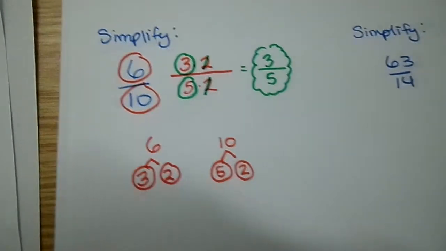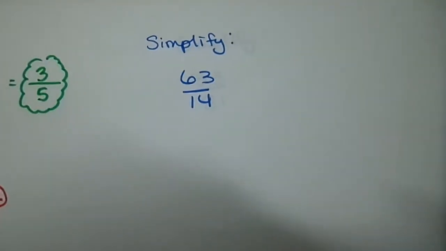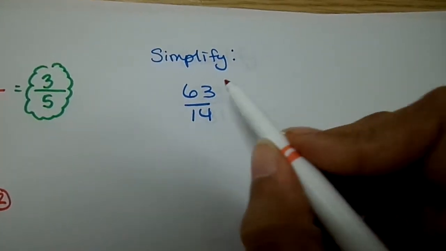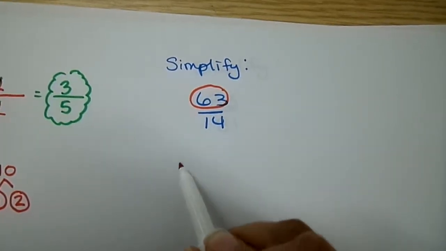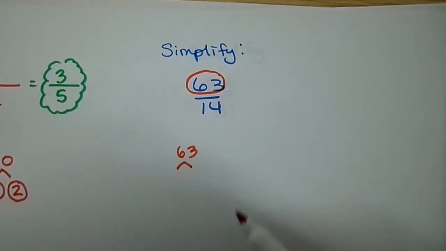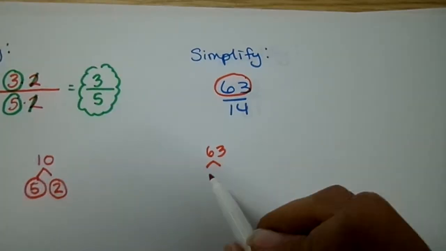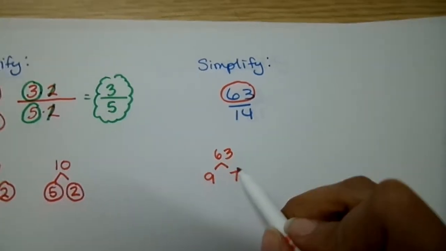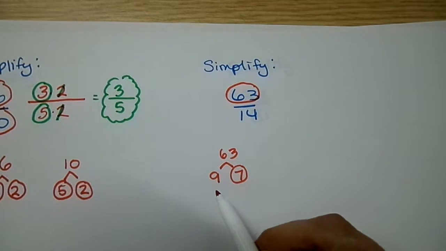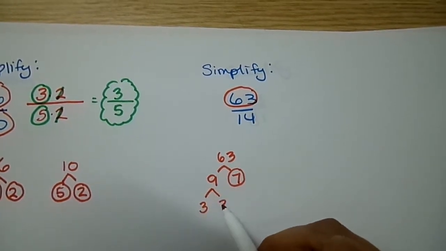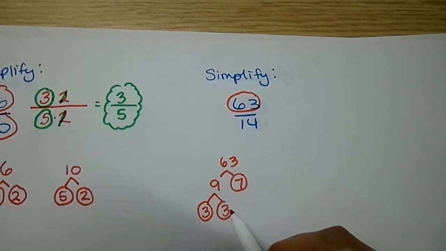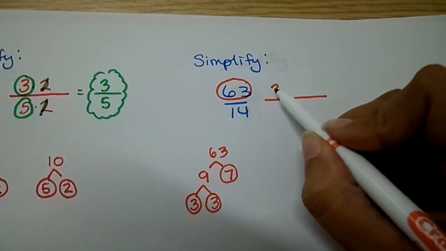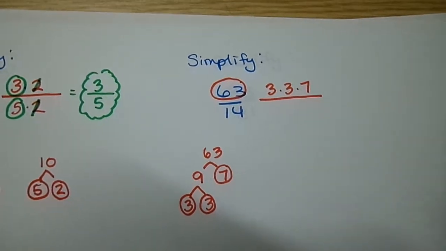Okay, so question number 2. So now I'm going to simplify 63 over 14. So first I'm going to prime factor 63. So I know 63 is 9 times 7. 7 is prime, so I'm going to circle it, but 9 is not. I'm going to break down 9 as 3 times 3. And both of these 3's are prime. So I'm going to write the number 63 as 3 times 3 times 7.